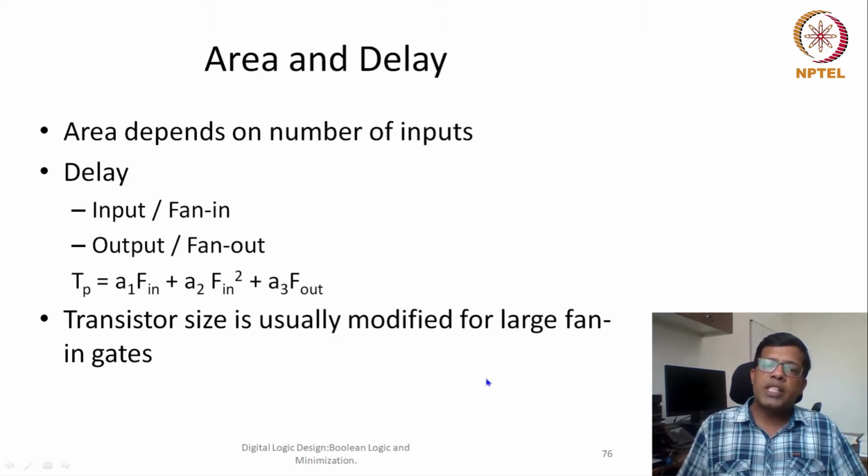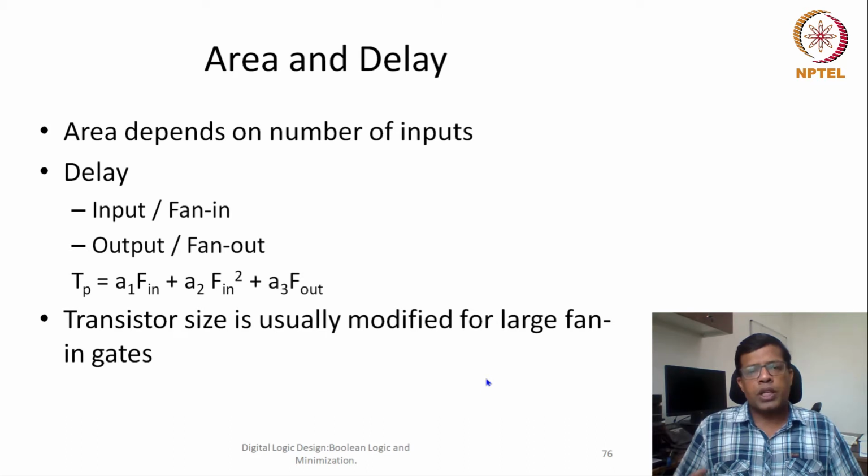So this expression essentially means that my delay would linearly depend on my fan-out, or on how many other gates my output is going to. It depends in a square proportion on the number of inputs. So if my fan-in, the number of inputs to a gate, is 4, and there is another gate, let's say an AND gate, which has 8 inputs, the delay of the 8-input AND gate would be much more than the 4-input AND gate.